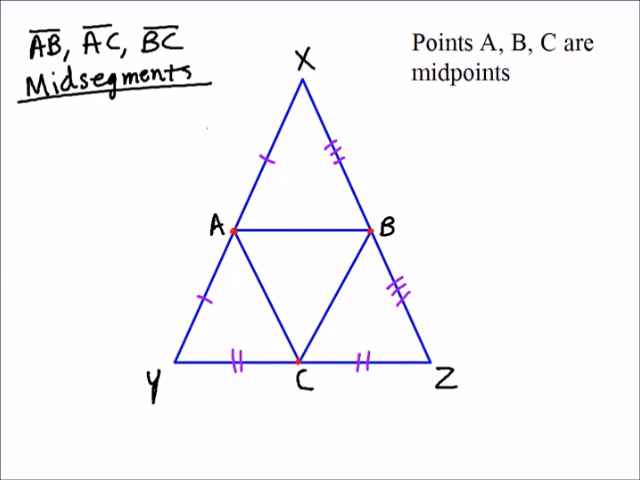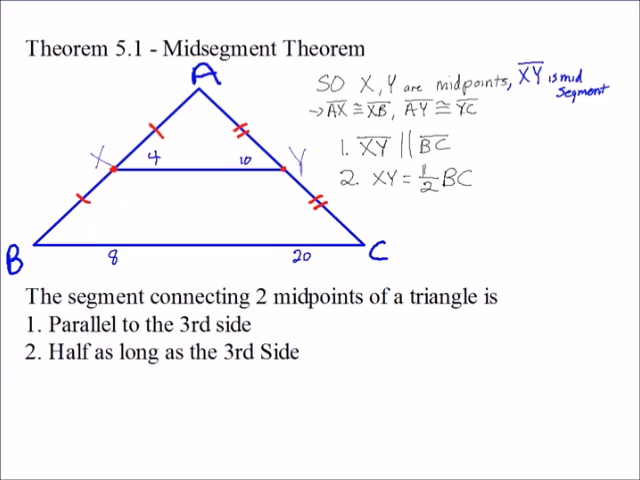More importantly, let's wrap into our Theorem 5.1, which is the mid-segment theorem. So the mid-segment theorem says what? Basically, if you have two midpoints, so in this triangle right here, I have two midpoints, X and Y. How do I know that? Because I know that these two segments are congruent and these two segments are congruent. Since these are midpoints, I know that XY has to be the mid-segment, because it's just a line connecting my midpoints. So I know that XY has to be parallel to BC and XY is going to be half of BC.